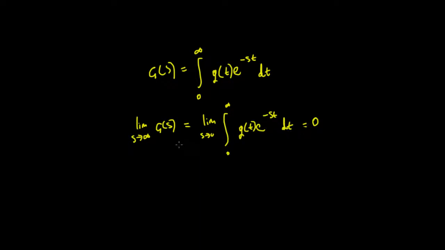But what we're interested in here is not the Laplace transform of g of t. We're interested in the Laplace transform of a derivative, so we'll call the derivative function f derivative of t. So what we're interested in is taking the limit as s tends to infinity of the integral of f derivative of t e to the minus st dt. So we're interested in taking the Laplace transform of a derivative and taking the limit as s tends towards infinity. So we've already seen the Laplace transform of a derivative.